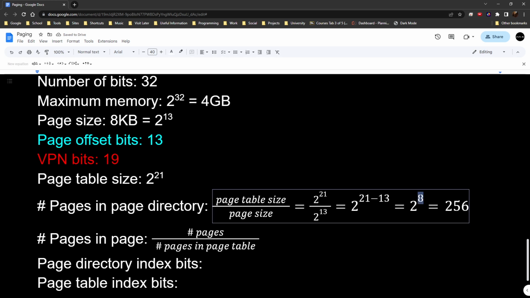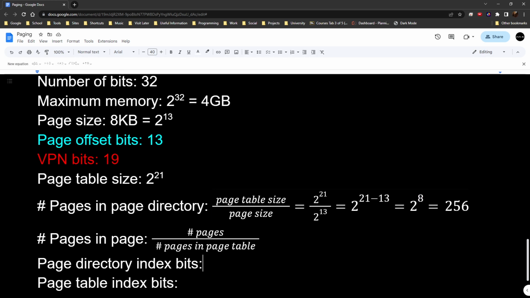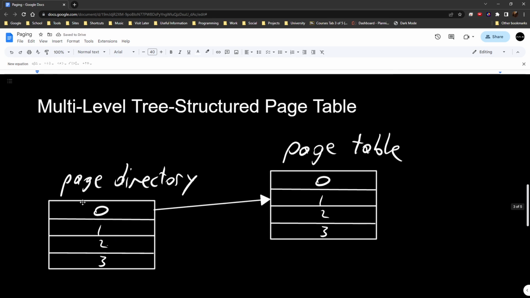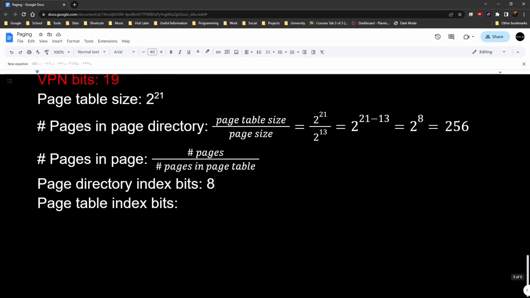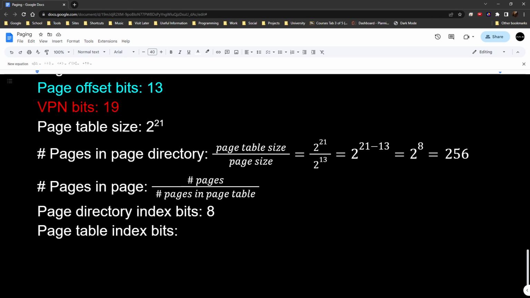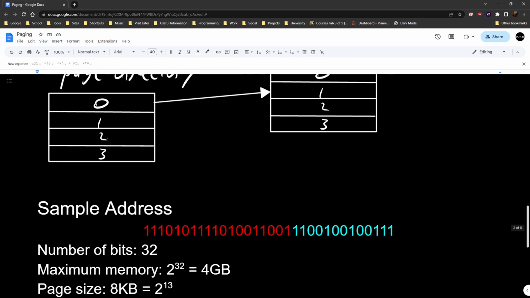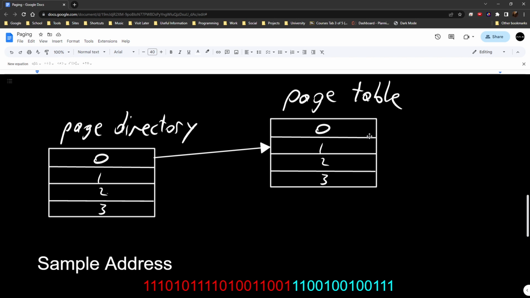And so notice this 8, that exponent is very useful because that tells us the number of bits in our page directory index. So this is like which page directory, which page table are we accessing here? That's what that's asking. And so that's 8 bits. Now, how many pages are in each page? Well, that's basically asking how many pages are in each one of these page tables.